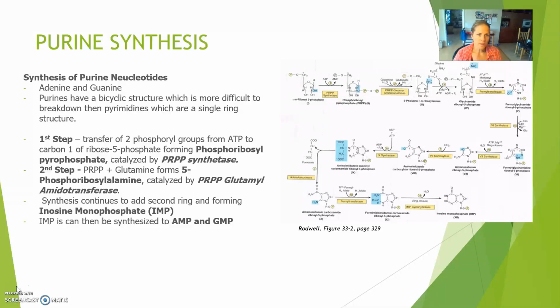So purines include adenine and guanine. They have a bicyclic structure, which is more difficult to break down than pyrimidines, which are just a single ring structure. The first step is the transfer of 2 phosphoryl groups from ATP to carbon 1 of ribose 5-phosphate, forming phosphoribosylpyrophosphate, and that's catalyzed by PRPP synthetase. And our synthesis continues to add that second ring, forming IMP, or inosine monophosphate.